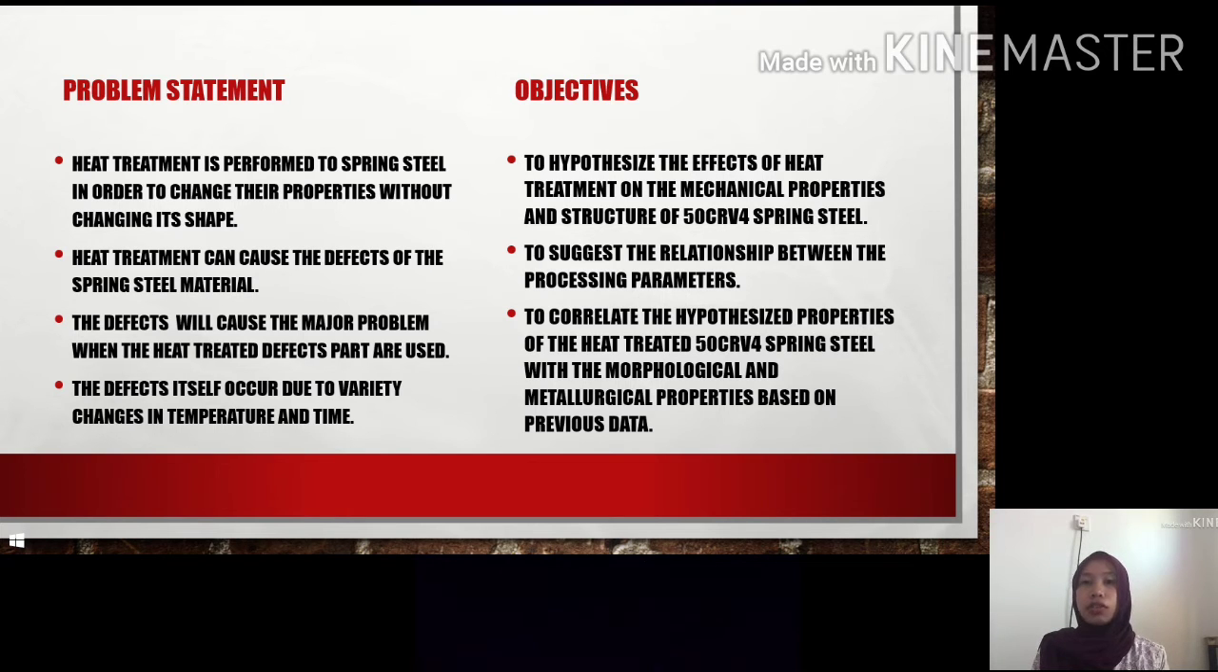Okay, the first objective is to hypothesize the effects of heat treatment on the mechanical properties and structure of 50CrV4 spring steel. The second objective is to suggest the relationship between the processing parameters, such as temperature and time, and the physical and metallurgical defects of 50CrV4 spring steel. The third objective is to correlate the hypothesized properties of the heat-treated 50CrV4 spring steel with the morphological and metallurgical properties based on previous data.